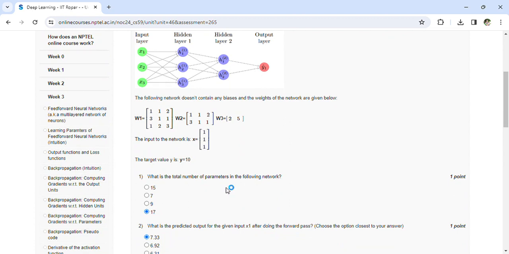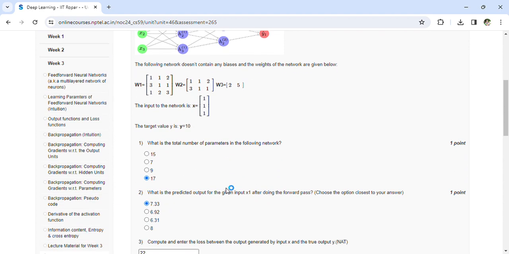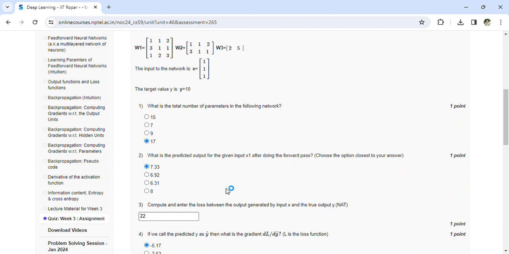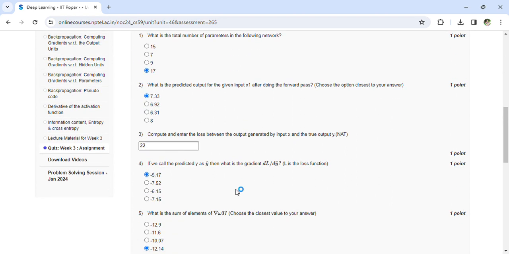What is the total number of parameters in the following network? The answer is 17. What is the predicted output for a given input X1 after doing the forward pass? We have to choose the closest answer, that is 7.33. Compute and enter the loss between the output generated by input X and the true output Y. This is approximately equal to 22. It is not exactly 22, it is approximately equal to the nearest value.